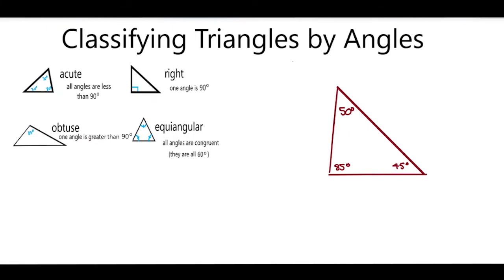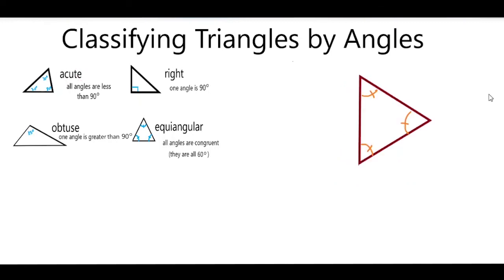So what kind of triangle is this if I classify it by its angles? Well, you'll notice that all of the angles are less than 90 degrees. So that would make this an acute triangle. How about this triangle here? What kind of triangle is it if I classify it by its angles? Well, I notice that all of the angles are congruent because they're all marked with this congruent shorthand. And so what that tells me is that if all of my angles are congruent, then this is an equiangular triangle. And that's how you classify triangles by their angles.